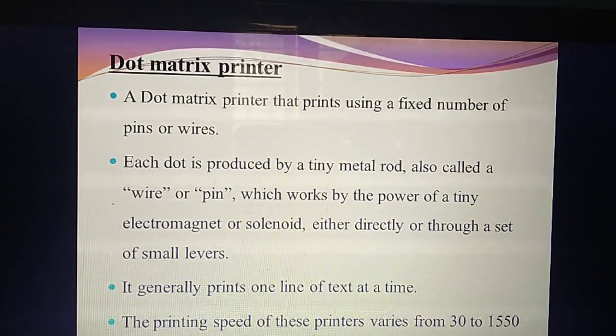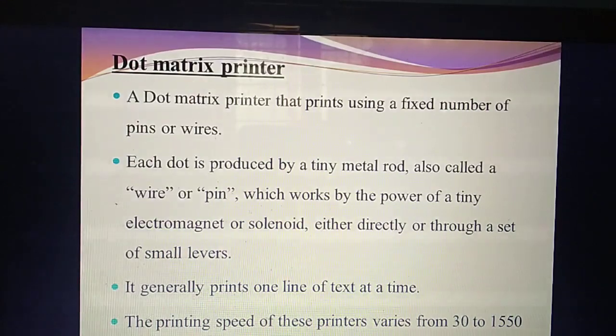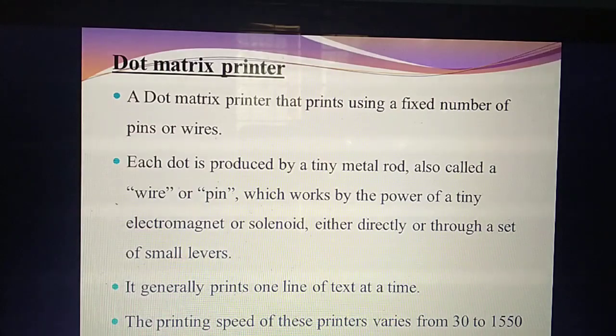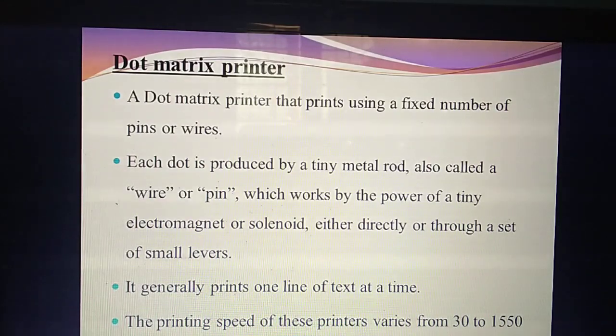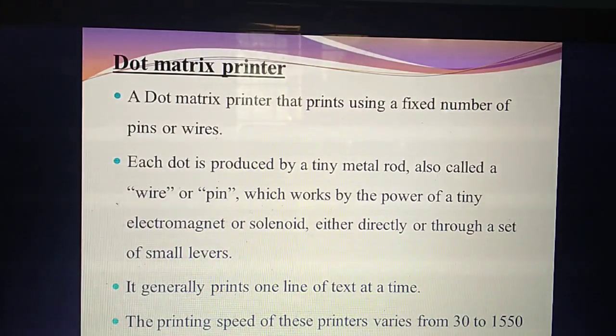While you are giving a printout, it will use a tiny metal rod to provide each dot as a print. That tiny dot is produced using a metal rod, which we call a wire or pin. When you give a printout, the electromagnet or solenoid will work, then this will work using levers, and using that it will print each dot using the metal rod. That one we call a wire or pin.